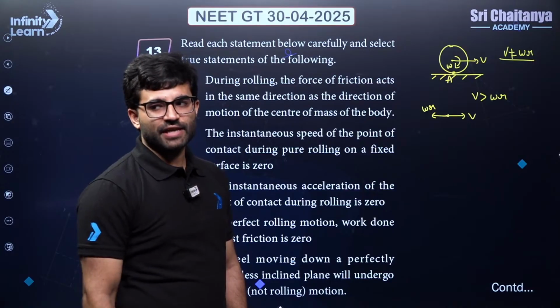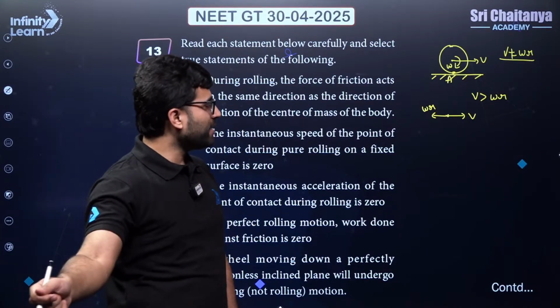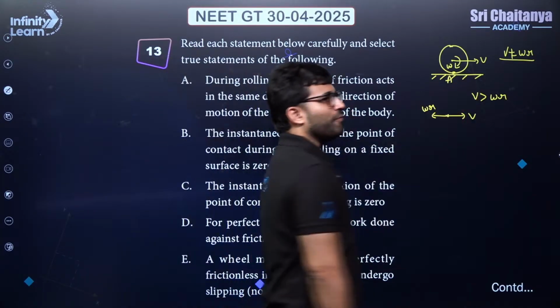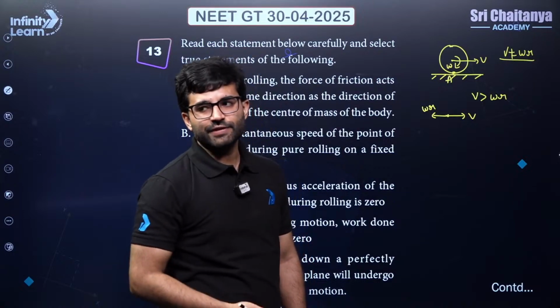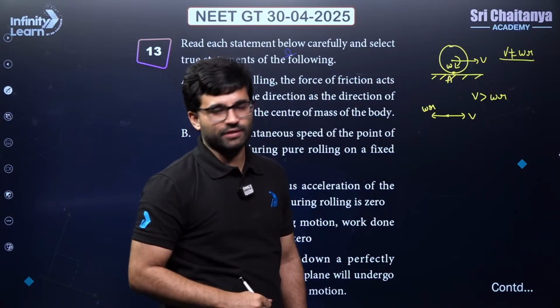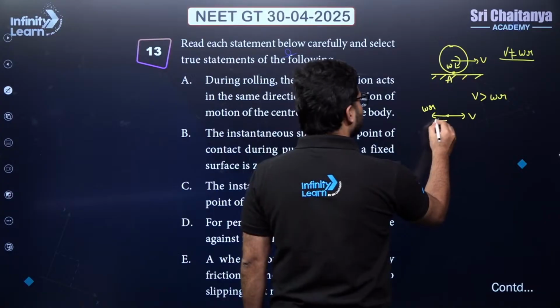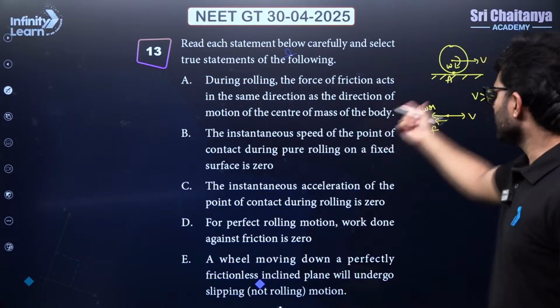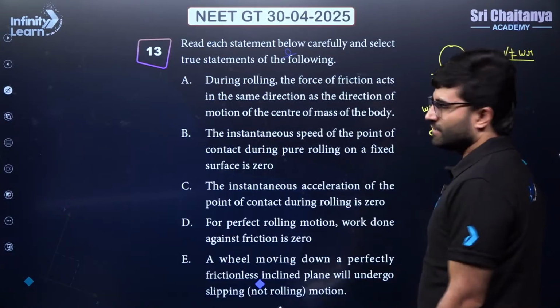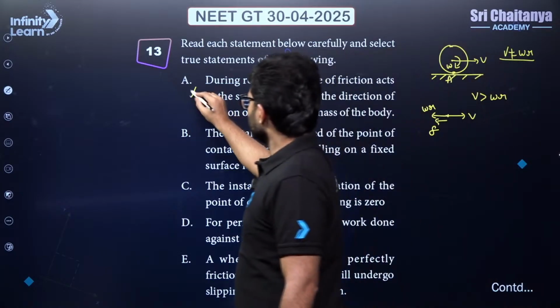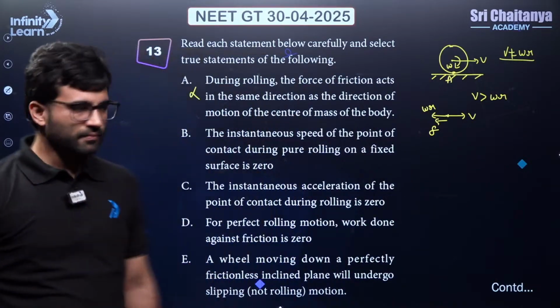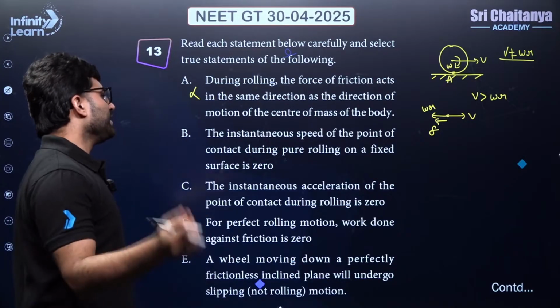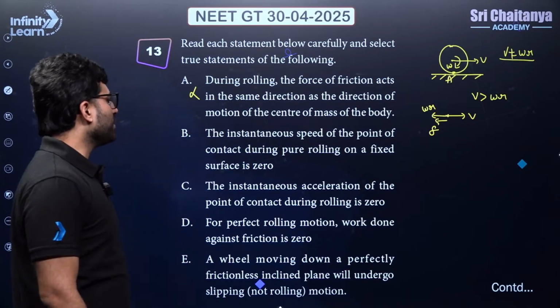Now, where will the friction act? Friction will act in such a way as to make this V equal to omega r. And how can it make this V equal to omega r? By decreasing the velocity. And for decreasing the velocity, the friction has to act in the opposite direction. So we can see that it is not necessarily in the direction of the motion of the center of mass, so that is incorrect. Clear?